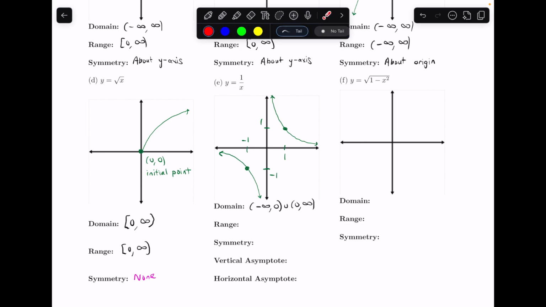For my range, my y values, there's also one y value that gets skipped. And that's the y value 0, right? Because I hit all the positive y values over here.